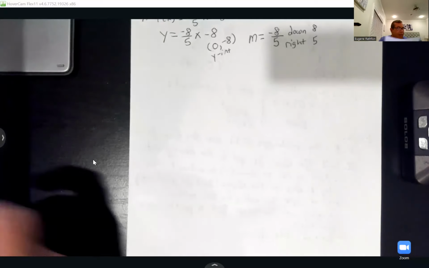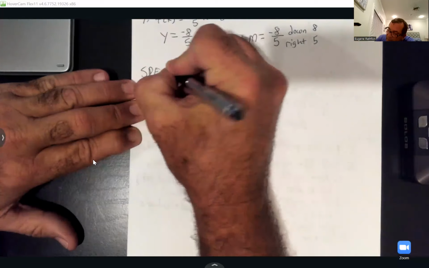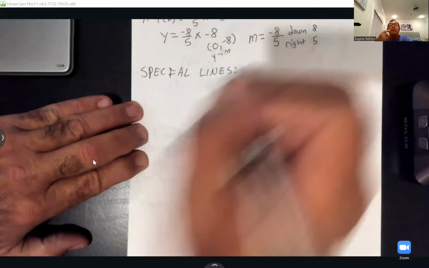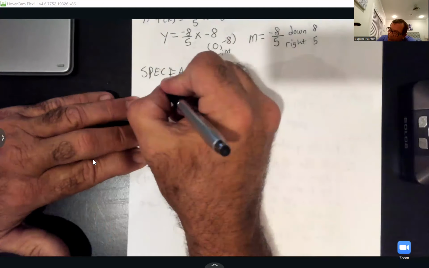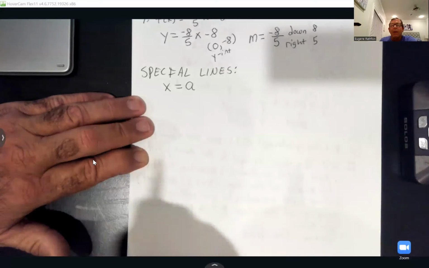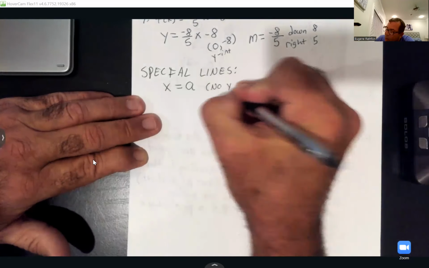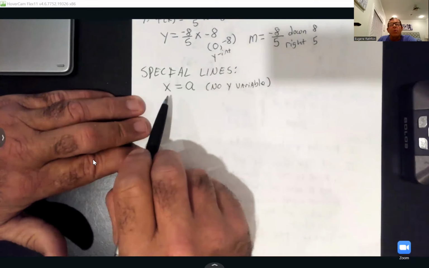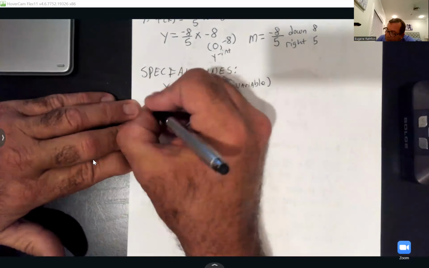All righty, y'all, next, we're going to look at special lines. We got 2 special lines we're going to look at. The first one is x equals some number a. Notice this has no y variable in it. So what that means is when you got x equals a number, this is a vertical line.